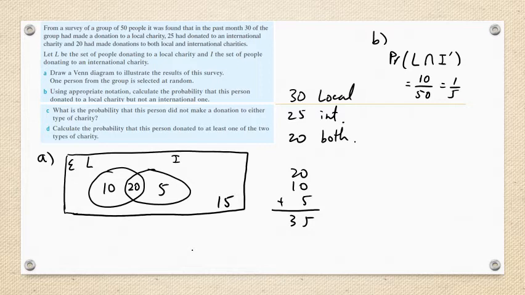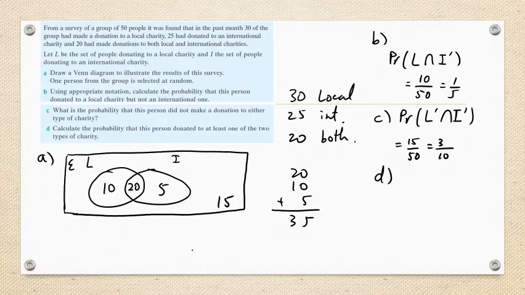What is the probability that this person did not make a donation to either charity? So if you have a look, we want the ones that have donated to neither charity, which is outside, which is that number there, so it's 15. Which is then 3 out of 10.